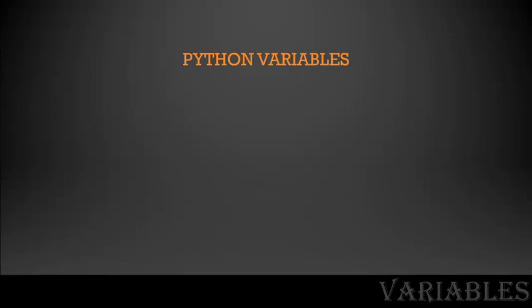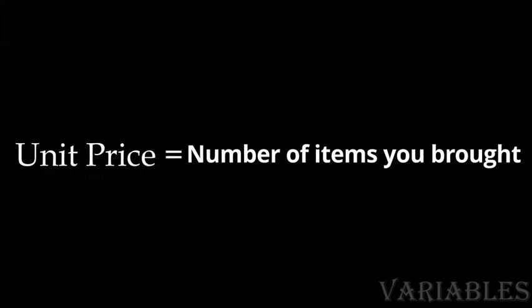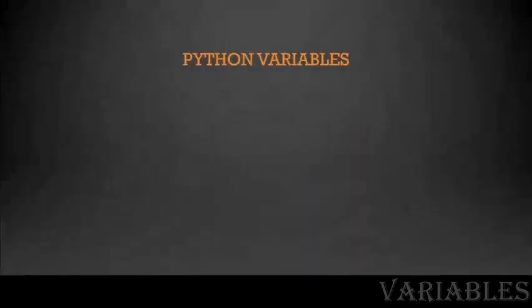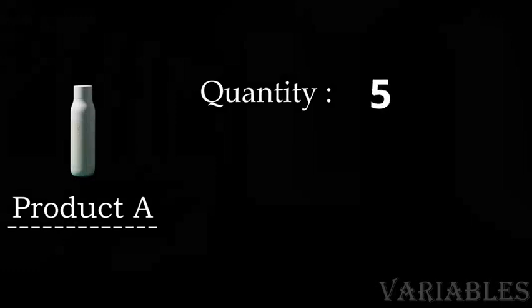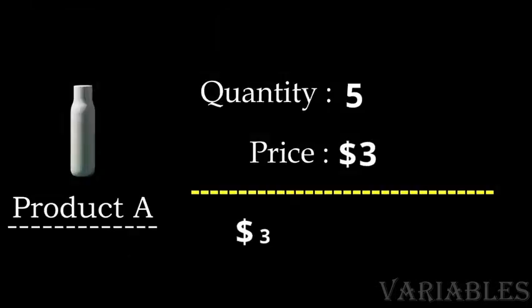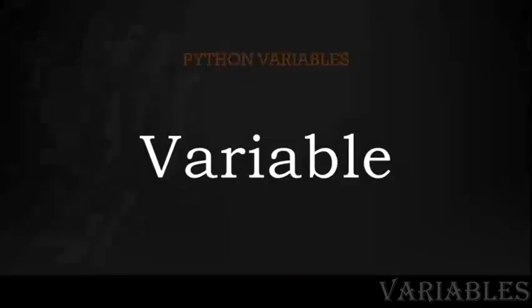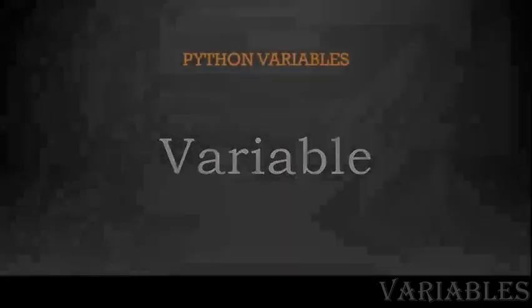Here is another way to think of it. Say you buy one or more of some product. The extended price will be the number of items you bought times the unit price. Say you are buying 5 of product A, and the unit price is $3. Then $3 into 5 units is $15. You can hold these values using a variable, which we had already seen earlier.